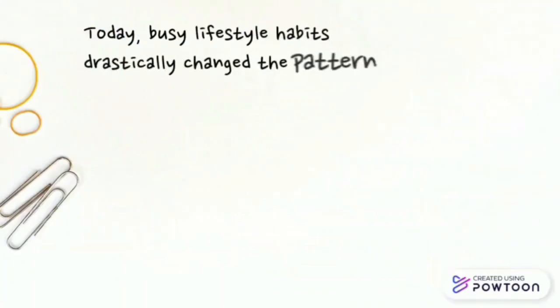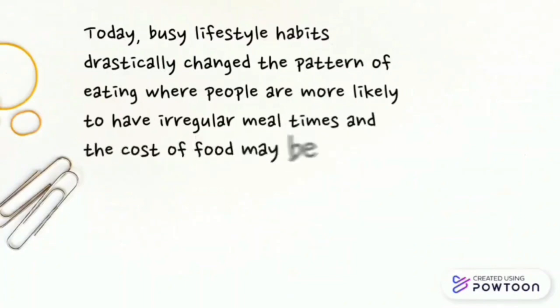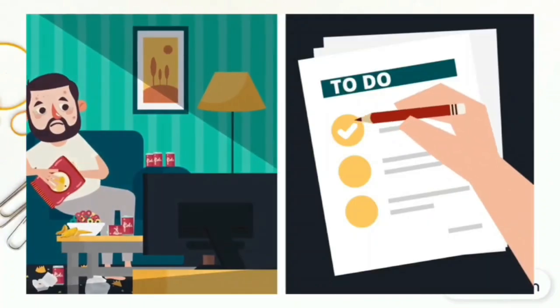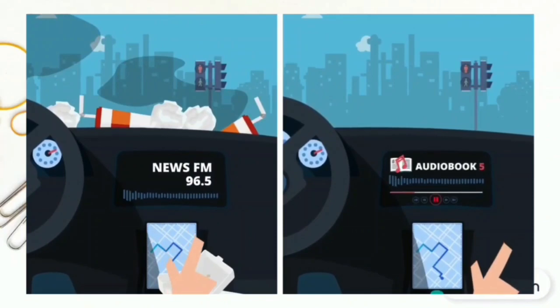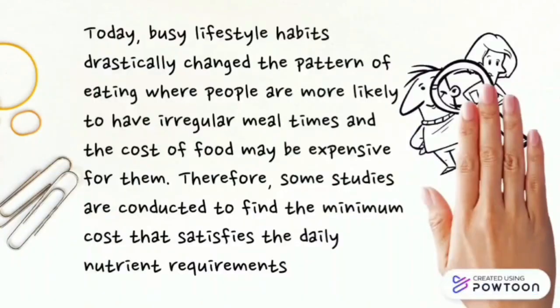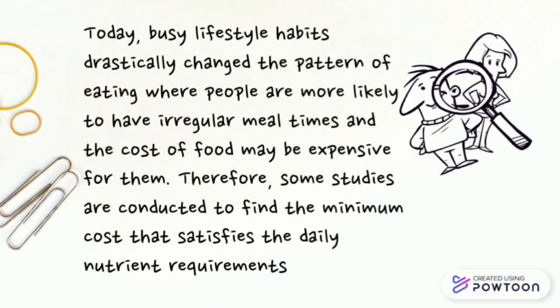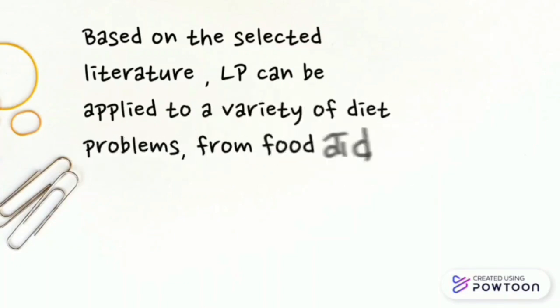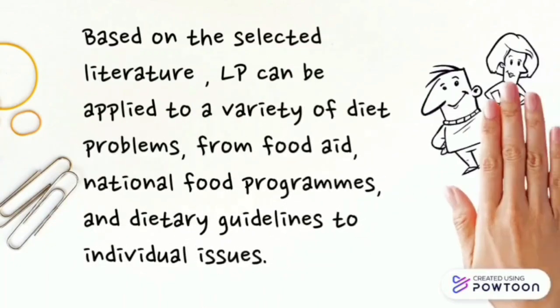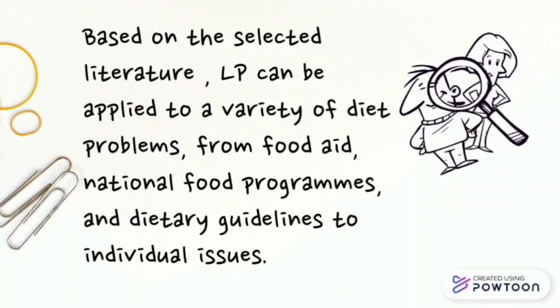Why do we use linear programming to calculate the cost minimized for the food? This starts from here. Today, busy lifestyle habits drastically change the pattern of eating, where people are more likely to have irregular meal times and the cost of food may be expensive for them. Therefore, some studies are conducted to find the minimum cost that satisfies the daily nutrient requirement. Based on selected literature, linear programming can be applied to a variety of diet problems, from food aid, national food programs, and dietary guidelines to individual issues.